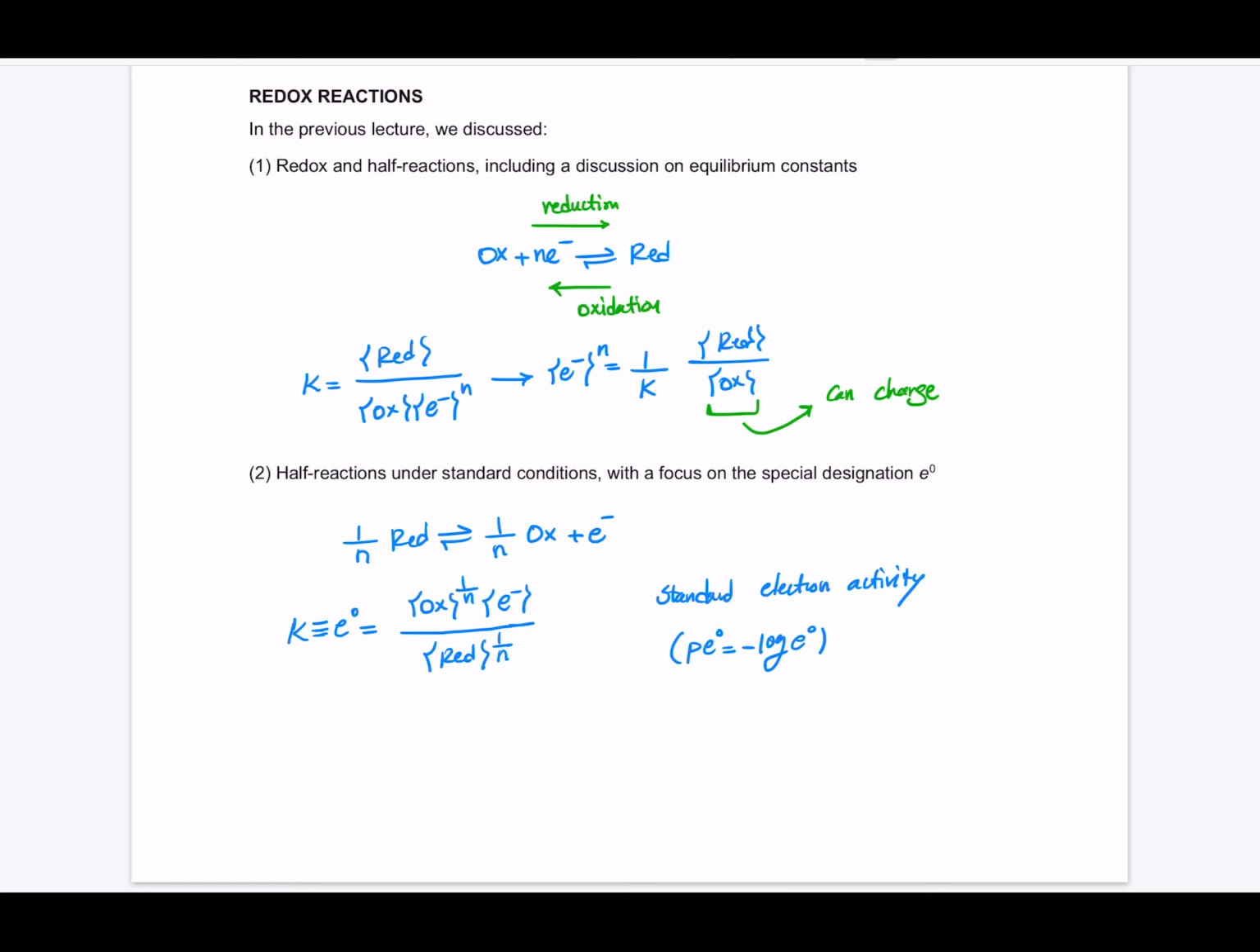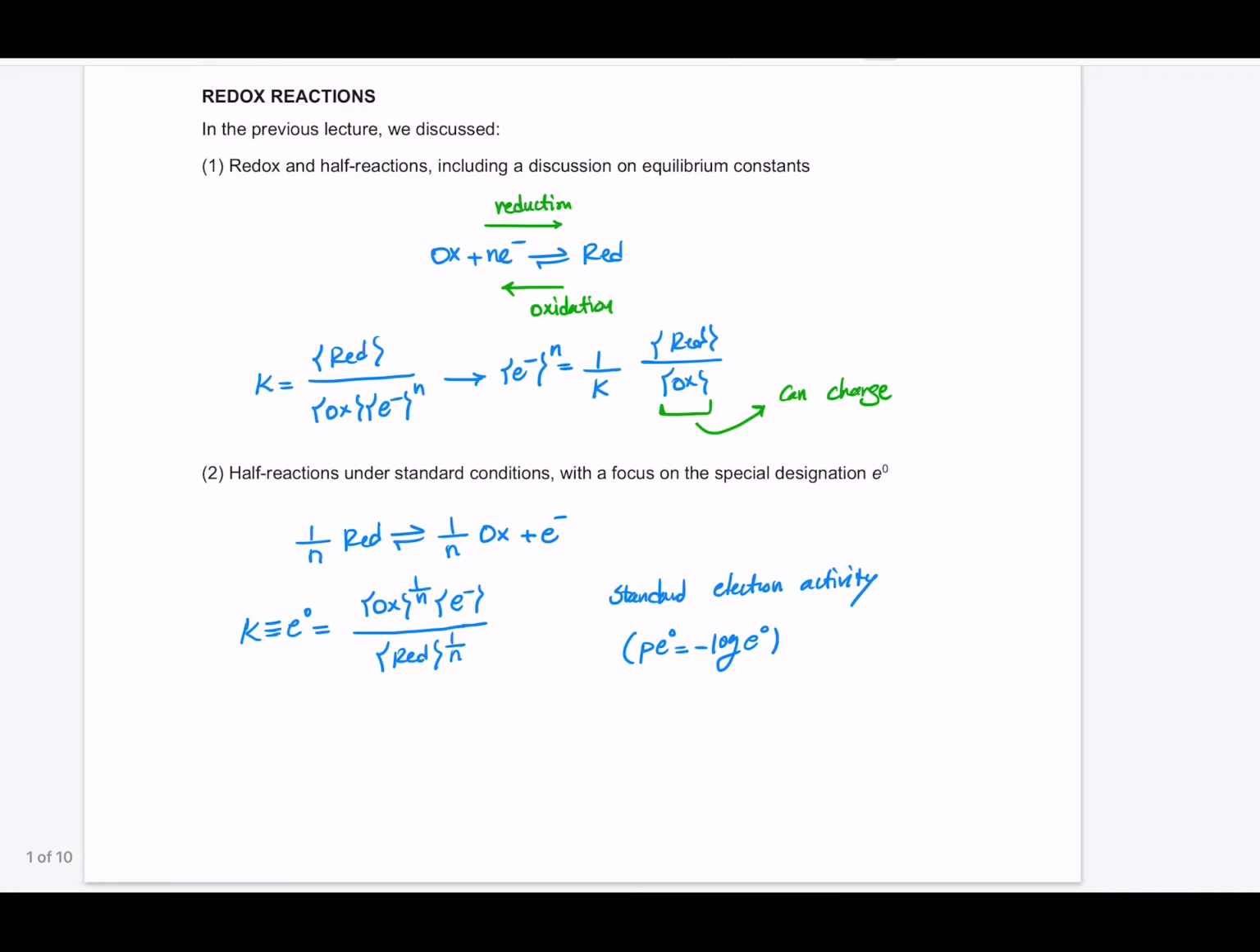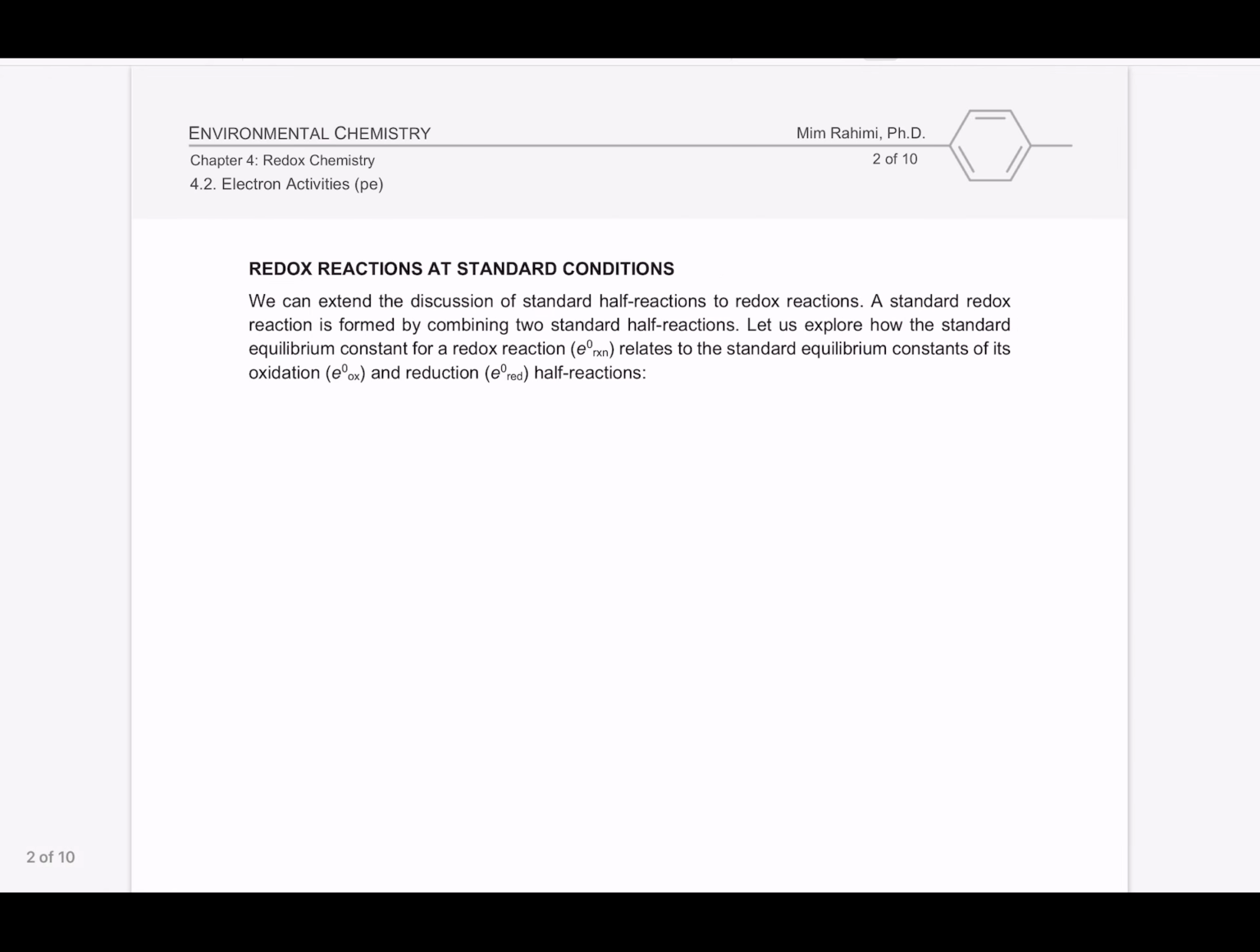So again, we covered only one condition, half reaction at the standard condition. The next step, we want to look at a redox reaction at the standard condition. At the end of the lecture, half reaction and redox at non-standard condition by introducing the Nernst equation. So now let's see what happens if we move on to the standard reaction and what would be the E0 for that standard reaction.